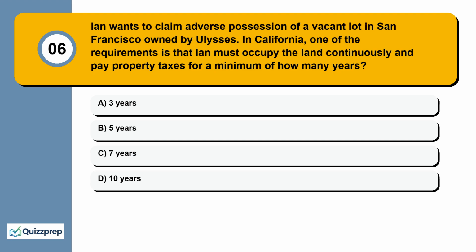Question 6. Ian wants to claim adverse possession of a vacant lot in San Francisco owned by Ulysses. In California, one of the requirements is that Ian must occupy the land continuously and pay property taxes for a minimum of how many years? 3 years, 5 years, 7 years, 10 years.